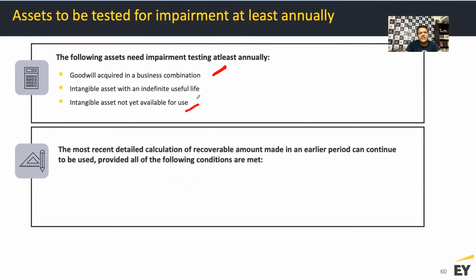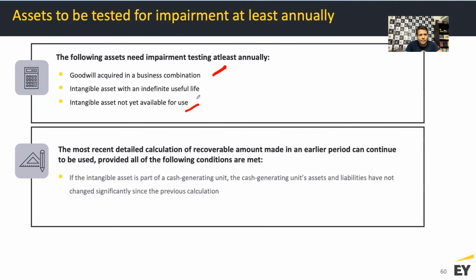The most recent detailed calculation of recoverable amount made in an earlier period can continue to be used provided all of the following conditions are met. What does this mean? That you don't need to do this again and again. If the intangible asset is part of a cash generating unit, the cash generating unit assets and liabilities have not changed significantly since the previous calculation. So again, it is simple: I made some assessment at a previous measurement date. Now, whatever assessment, assumptions, estimates I have done, are they continuously valid in a subsequent period measurement date?